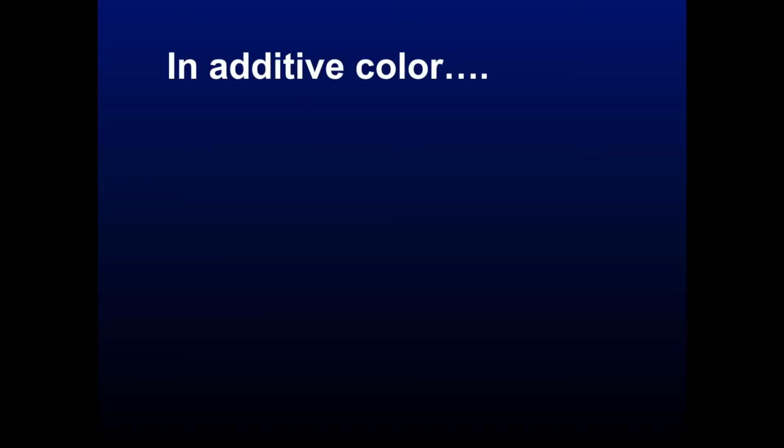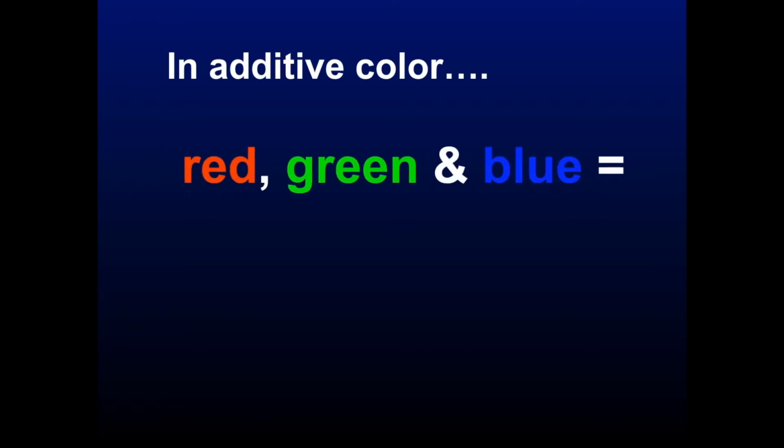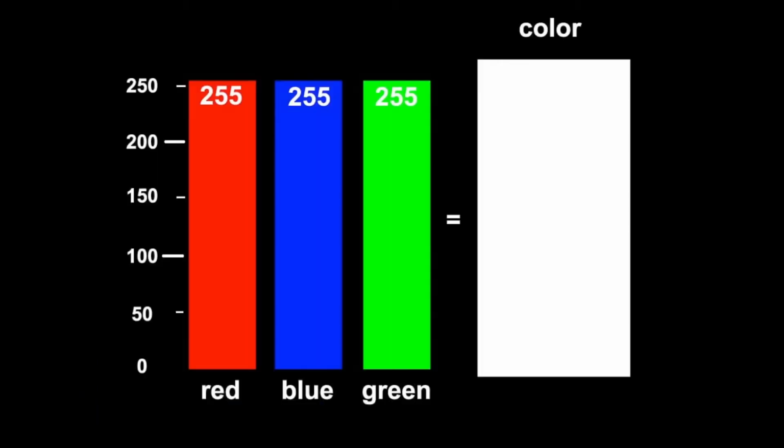Remember, in additive color, red, blue, and green equals white, and all three color channels set at 255 equals white. Here's the screen of an old laptop computer. The left half of the screen is white and the right half is black. I put the screen of the laptop on a flatbed scanner and scanned it.